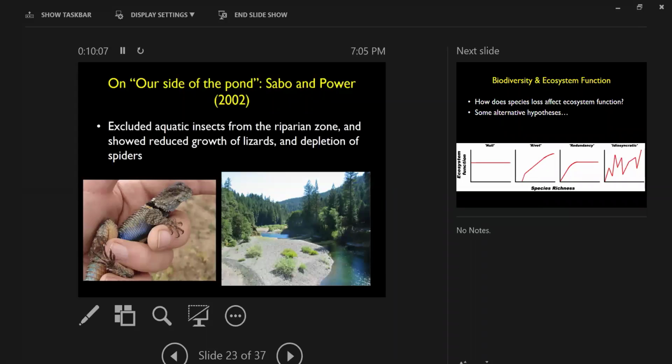There's been research in North America showing a similar thing. Mary Power and some folks in her lab did research similarly excluding aquatic insects in the riparian zone, and showed that it had a strong effect on terrestrial lizards. So the things are all connected, and where we draw the boundaries in food webs is somewhat arbitrary.